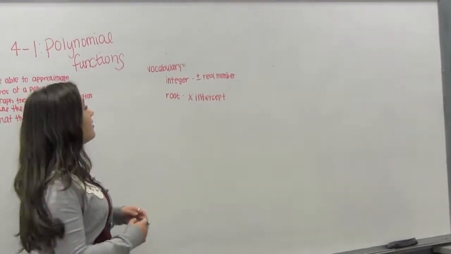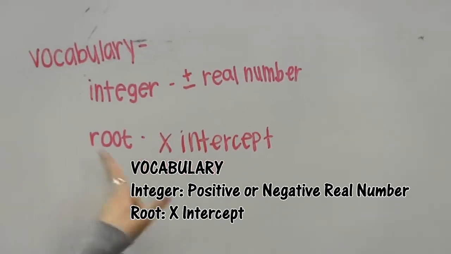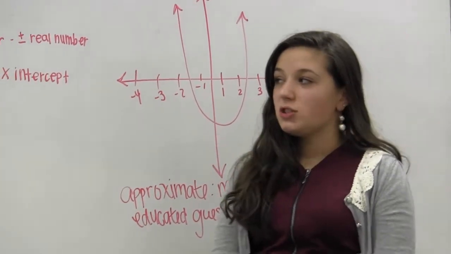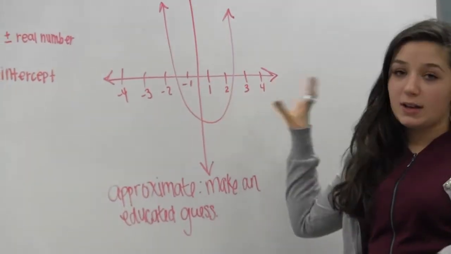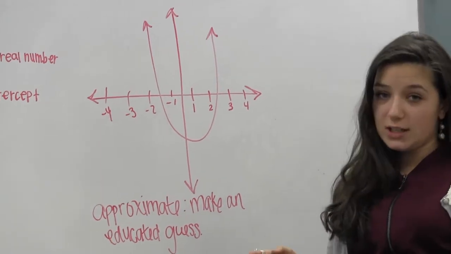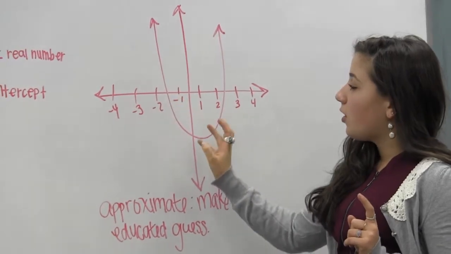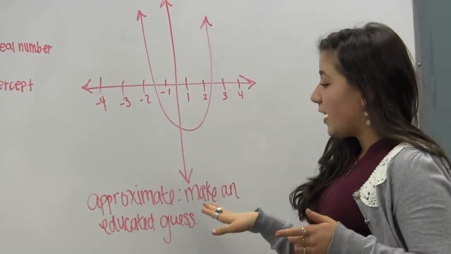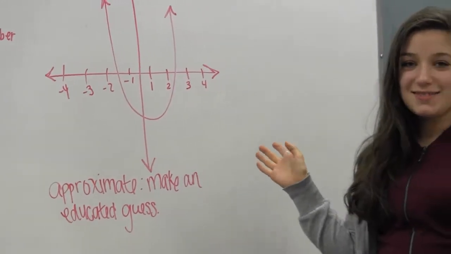So let's get started. Part of the vocabulary you'll need to know for this lesson: integer, which is a positive or negative real number, and a root, which is just simply an x-intercept. In the first half of the objective, we mentioned that you would be able to approximate the real zeros on the graph. This is just an example of what you might see, either graphing it using a calculator or GeoGebra, which we're going to get to in a minute. Whether or not the zeros fall on an exact integer or on a decimal, you'll be able to find that out by approximating, or making an educated guess, using these two tools that we're going to show you next.